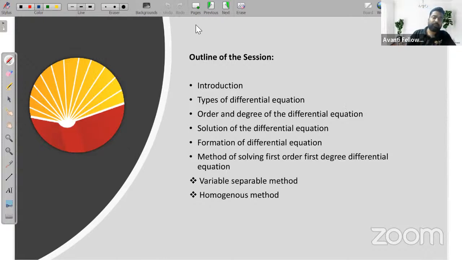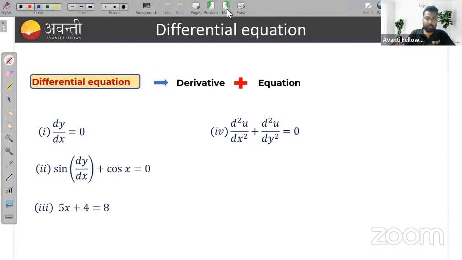So let's start with the introduction. What is a differential equation? A differential equation is an equation involving derivatives. That must be an equation with a derivative. Here you have some examples you can take: dy by dx is equal to 0, sine of dy by dx plus cos x is equal to 0. These are some examples of differential equations.